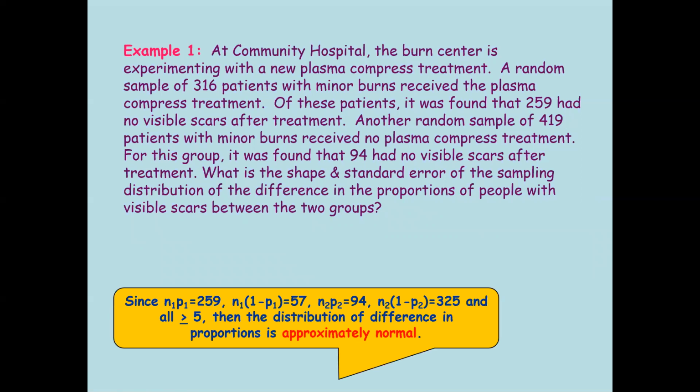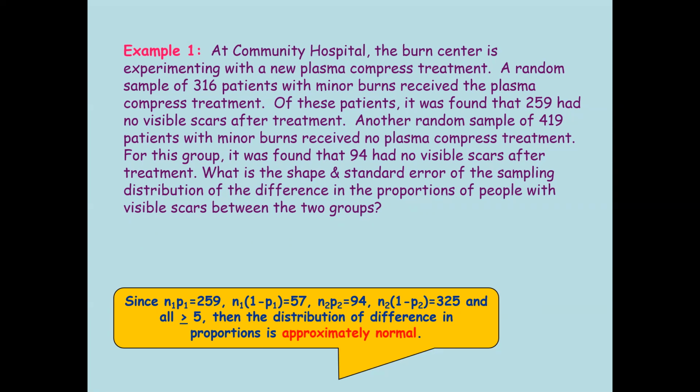We can say that it's approximately normal by checking our n1, p1 values. n1 times p1: n1 is your sample size, 316, times your p1, which is 259 out of 316. The 316s cancel, you're left with 259, that's greater than 5, check. Then n1 times 1 minus p1 is 316 times 1 minus 259 over 316, which gets you 57, above 5, check.